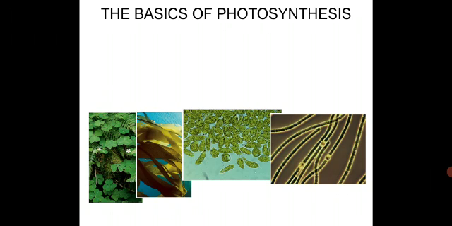Dear students, our today's lesson is related to the mechanism of photosynthesis, and this topic is from your chapter number 7, Bioenergetics. In today's lesson, we will learn about the mechanism of photosynthesis. As you know, photosynthesis is a food making process occurring in autotrophs. So first of all, we will see some basics of photosynthesis.